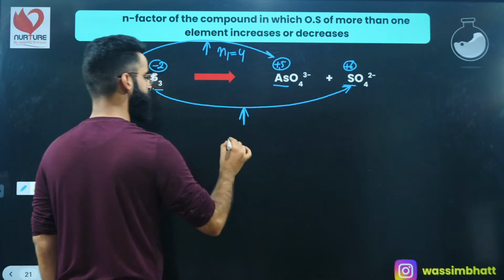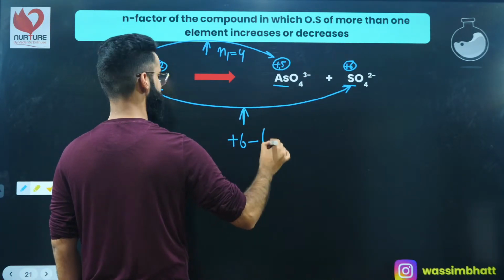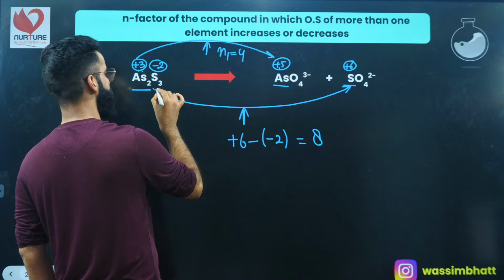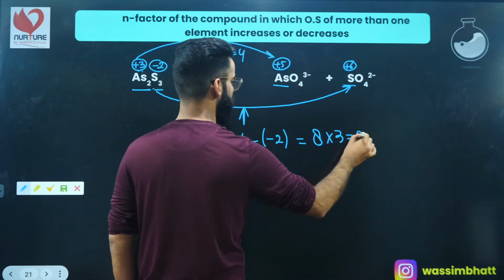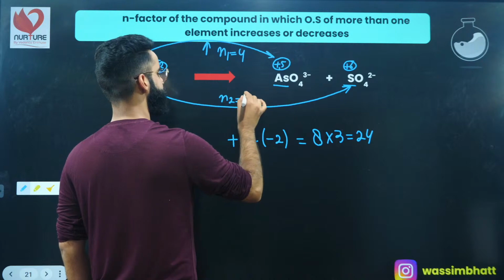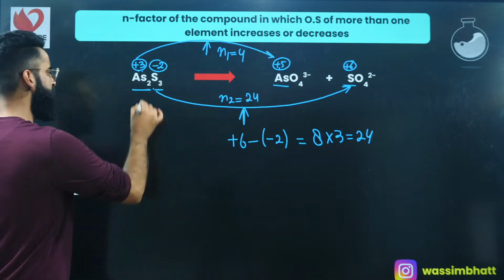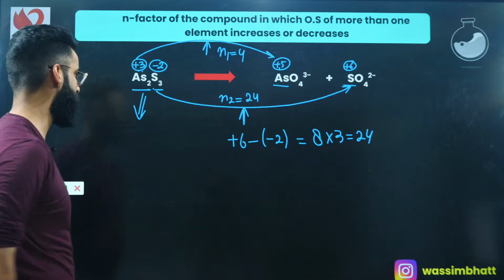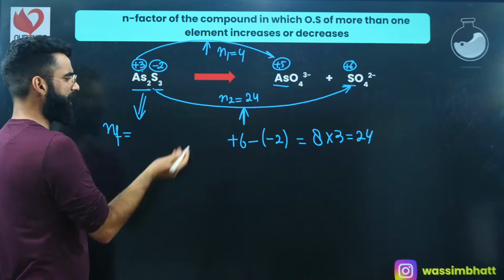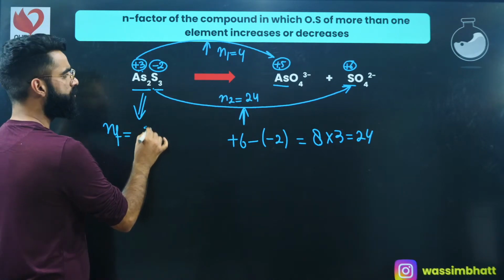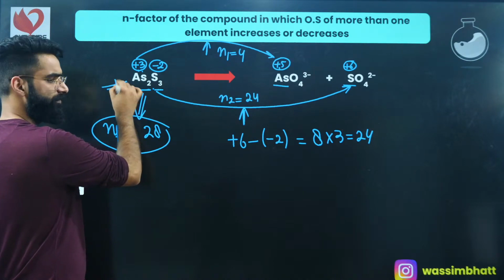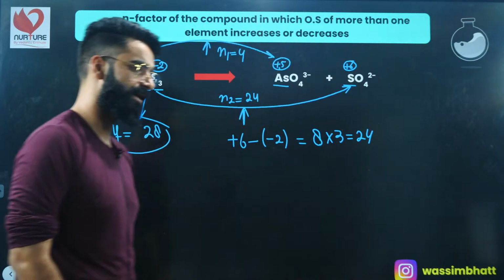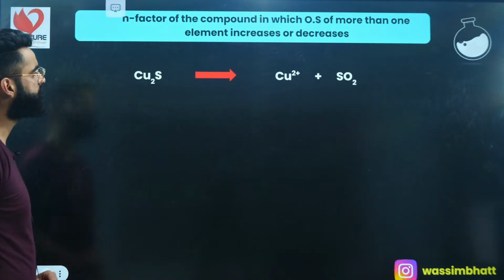-2 to +6, calculate the change. Final oxidation state of sulfur minus initial oxidation state of sulfur, the value comes out to be 8. 8 is the change in the oxidation state for 1 sulfur atom, but I have 3 sulfur atoms. So 8 multiplied by 3 is 24, right? So N2 value is equal to 24. So this is the compound in which oxidation state of 2 elements is simultaneously increasing. How do I calculate its N factor? Its N factor is simply going to be equal to N1 plus N2. 24 plus 4 comes out to be 28. So 28 is going to be the overall N factor of this species over here. I'm sure it's clear, right? Right, people? Exactly. Let's move on.